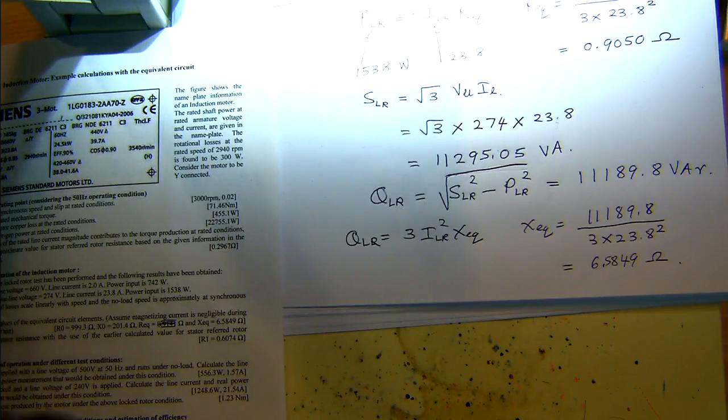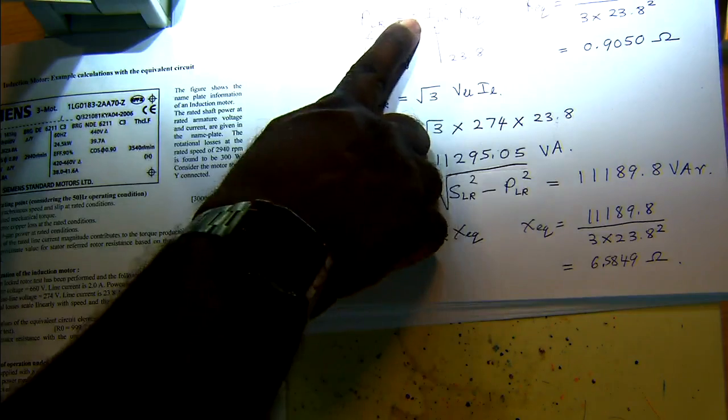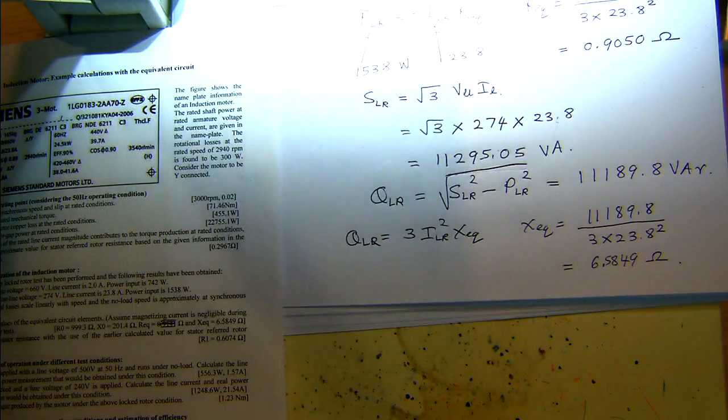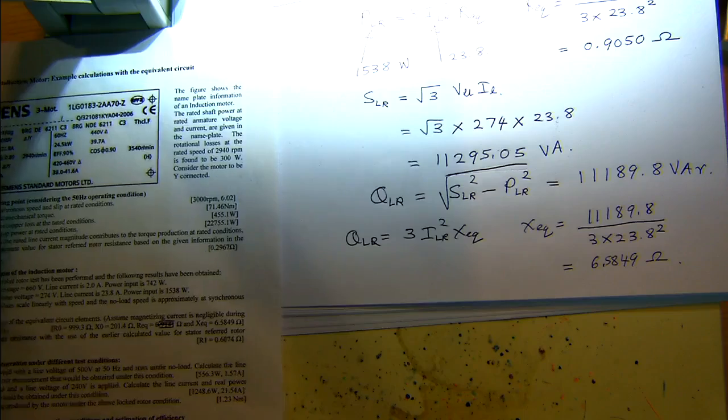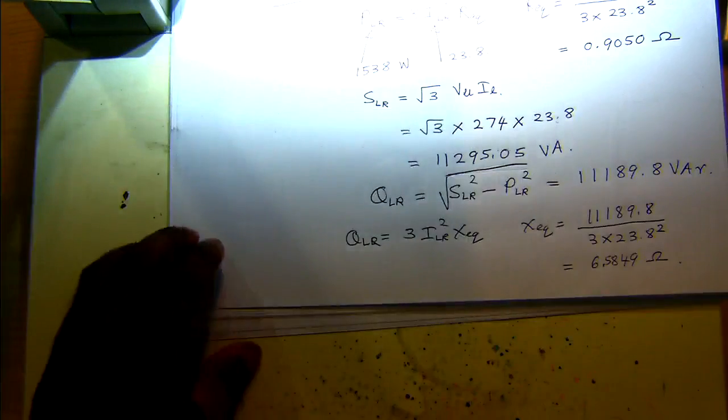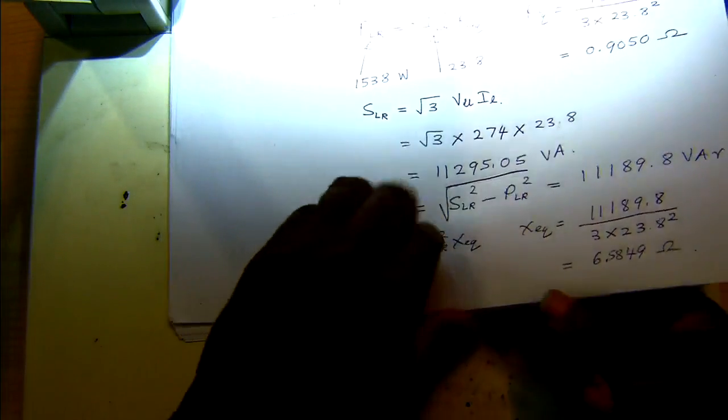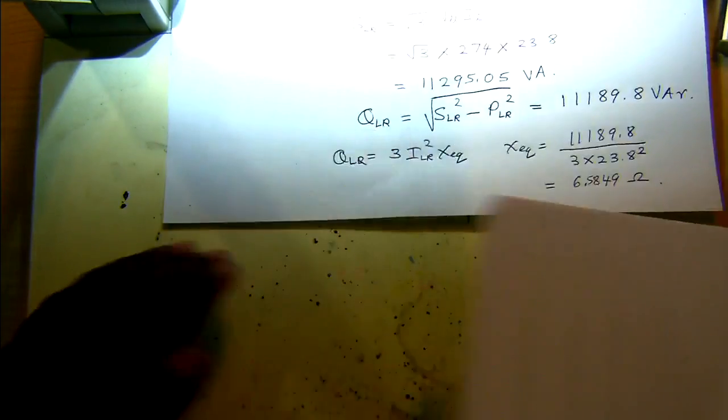Sometimes you might be given the per phase power measurement value. Then you need to multiply that value by 3 or just get rid of these 3 in the equation. So you need to understand what's being measured and how it applies to the circuit as well. So then this is the lock rotor test, and the other one is the no load test.